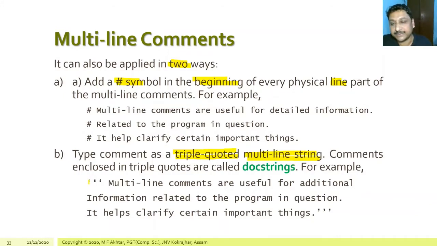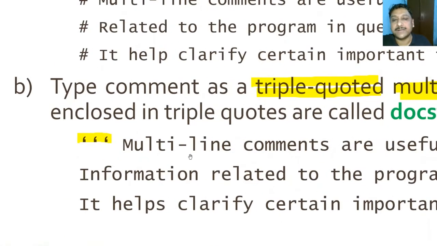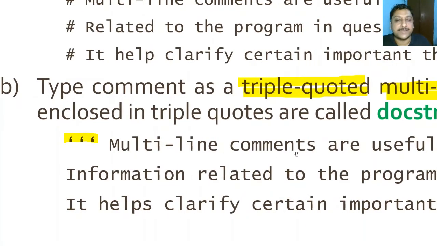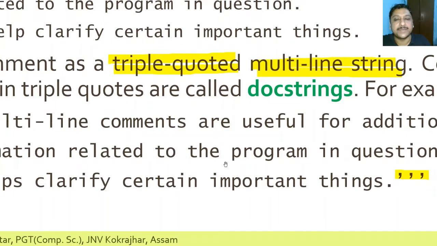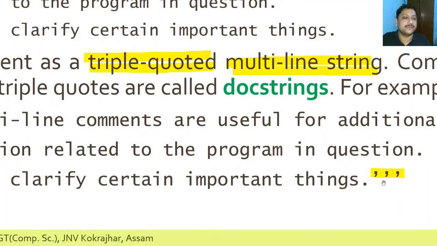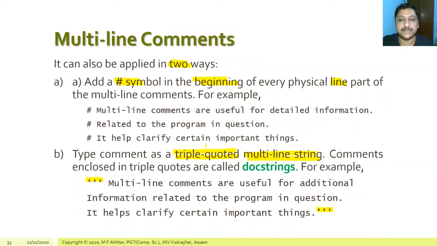See here the example. This is 3 single quotation marks given at the beginning of the comment and at the end of the comment also. This is known as a multi-line comment. Here 3 single quotation marks are given and the comment is written continuously up to the 3 lines, and at the last line we have to put 3 single quotation marks again. This type of comment is also called a doc string. Triple quoted multi-line string comments are also known as doc strings.